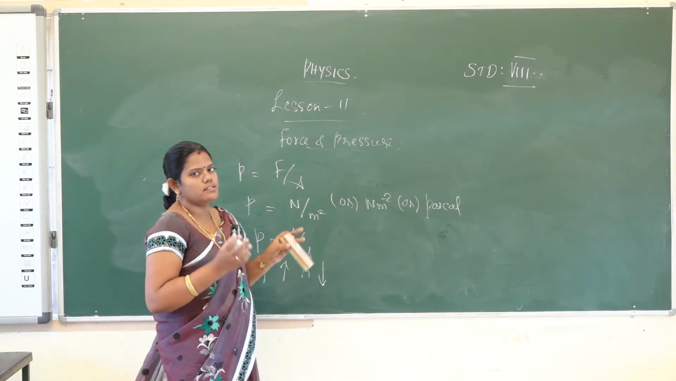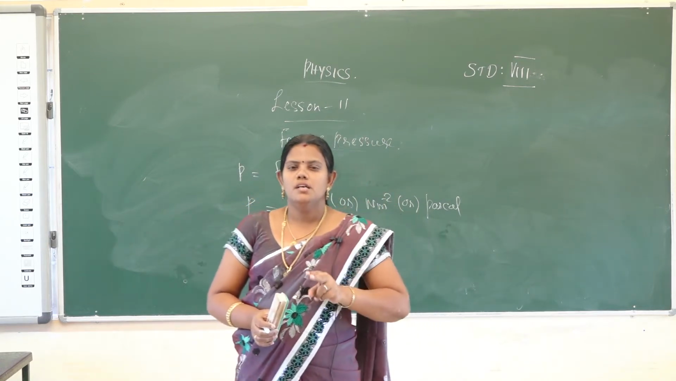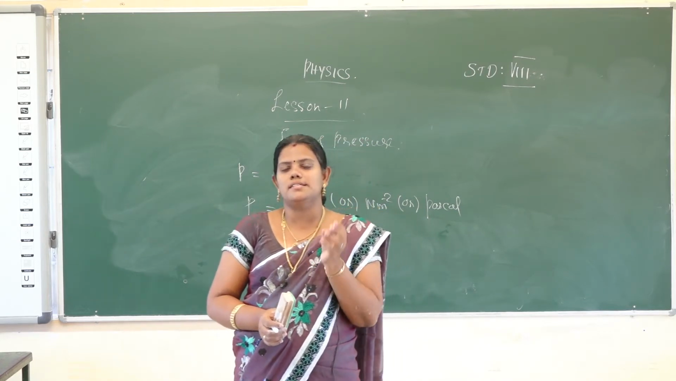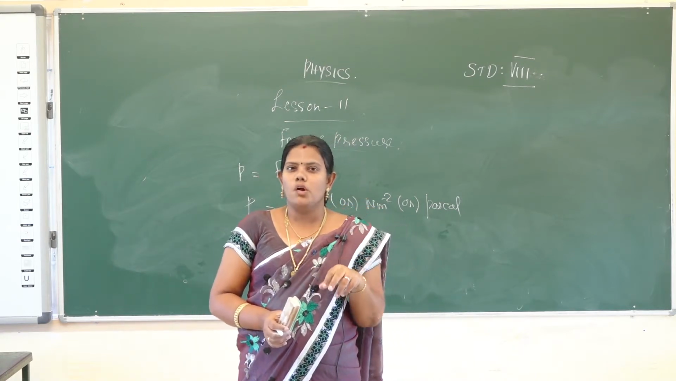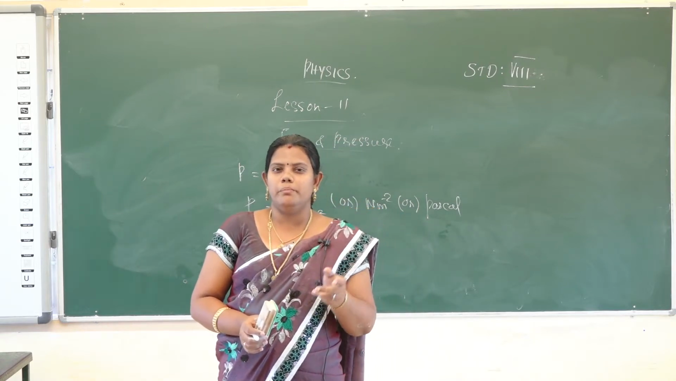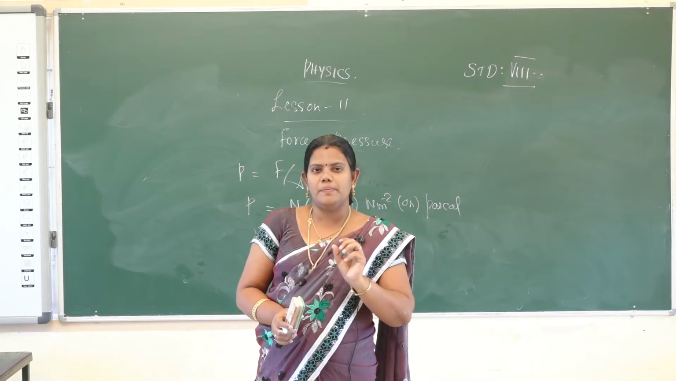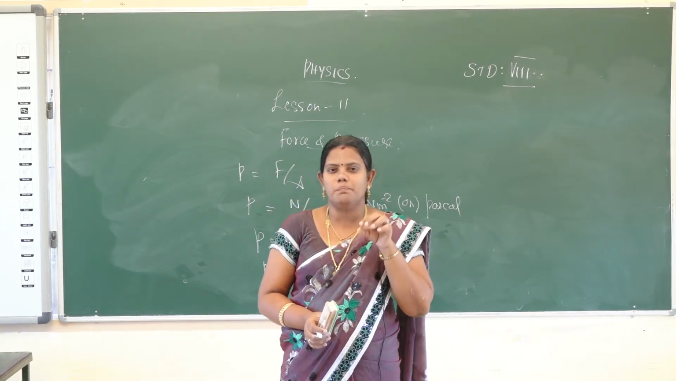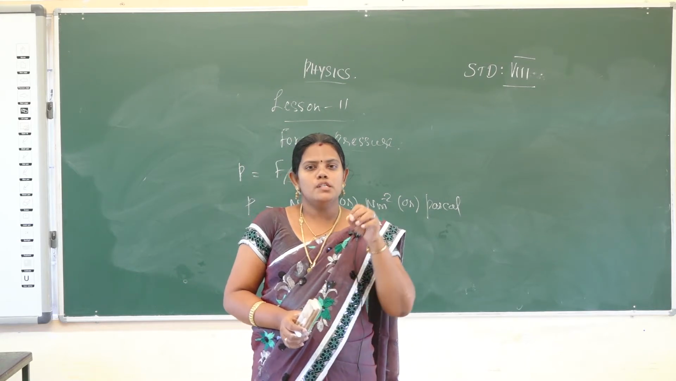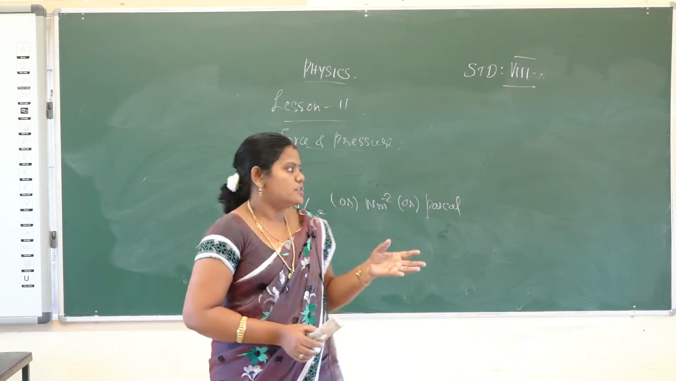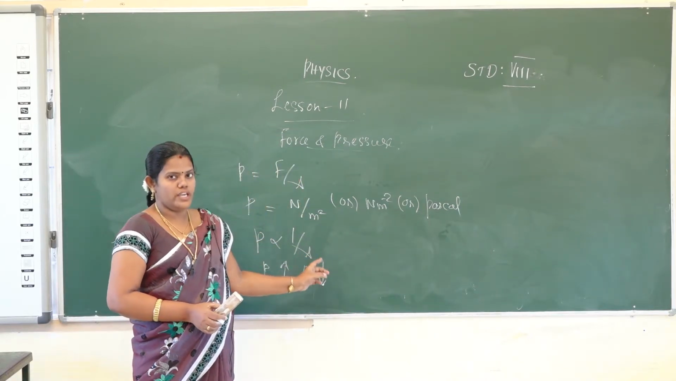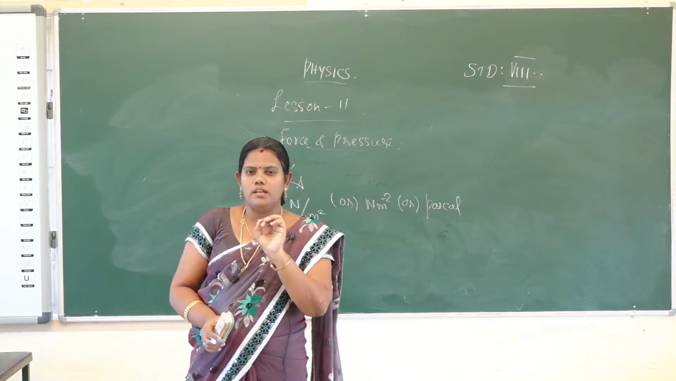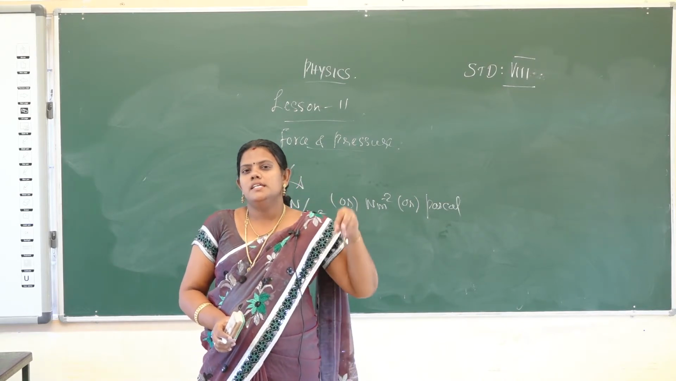I will give some examples to explain pressure. First, take two thumb pins. One thumb pin has a sharp tip and the other has a blunt tip. Try to insert both pins into a wooden board. Which pin is easily inserted? The pin with the sharp edge. Why? The sharp pin exerts greater pressure because the force is applied over a very small area. When the area decreases, the pressure increases. The force acts on the tiny area of the pin tip, so the pressure increases and the pin is easily inserted into the wooden board.